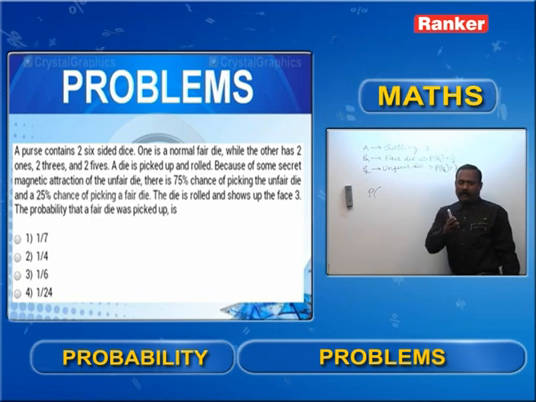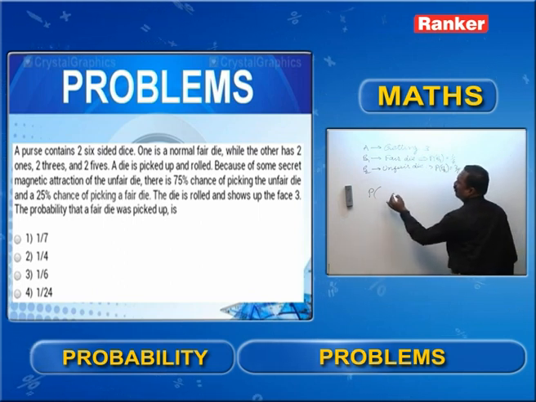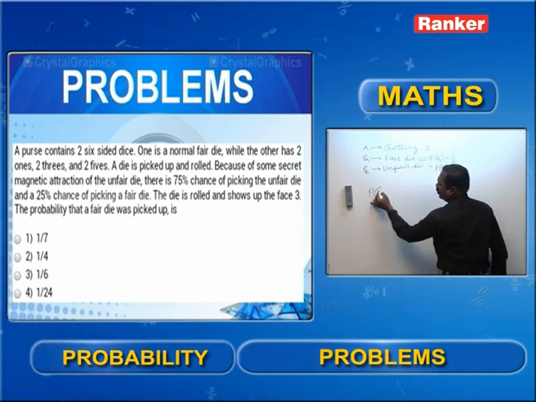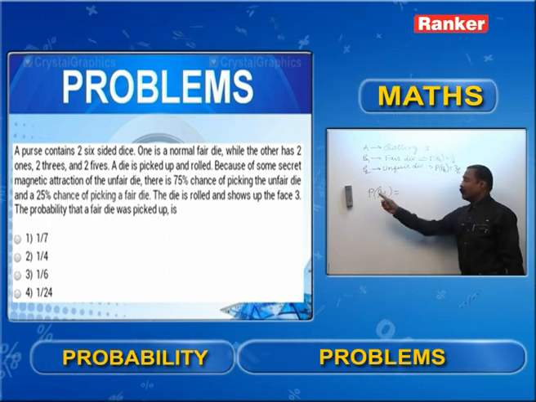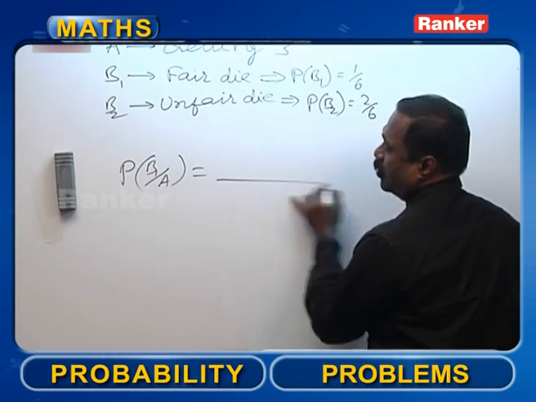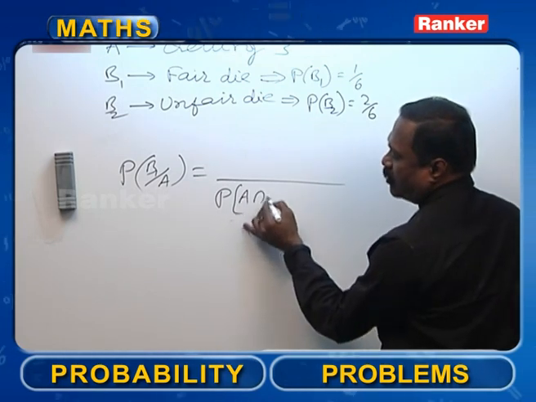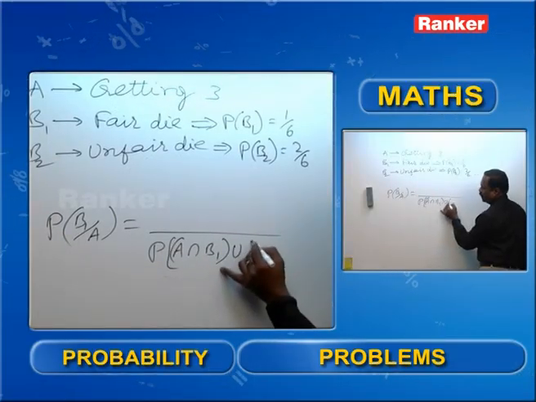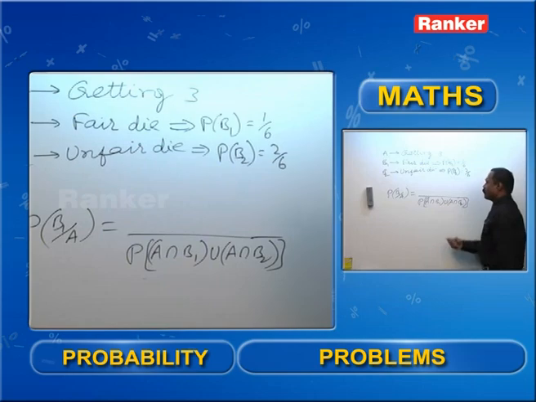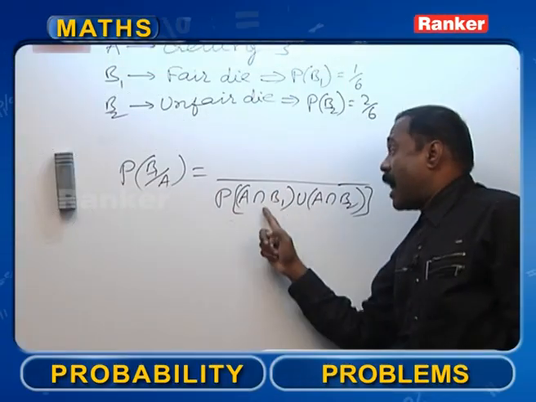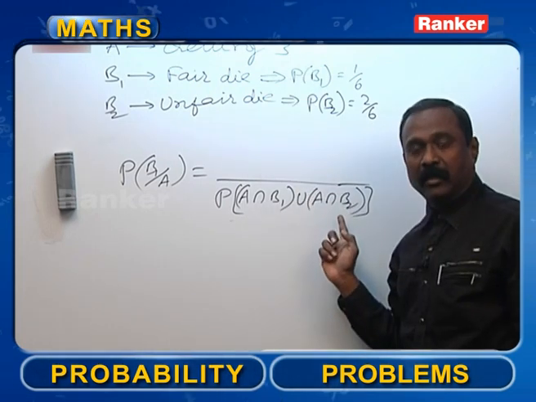Now, the probability that a fair die was picked up. Simple. Always remember, fair die is this one. So it is to be written as P of B1 after A. What do we require? Probability of A intersection B1 union A intersection B2. What does it mean? Either getting 3 may happen with B1 or getting 3 may happen with B2. That's what I have written here.